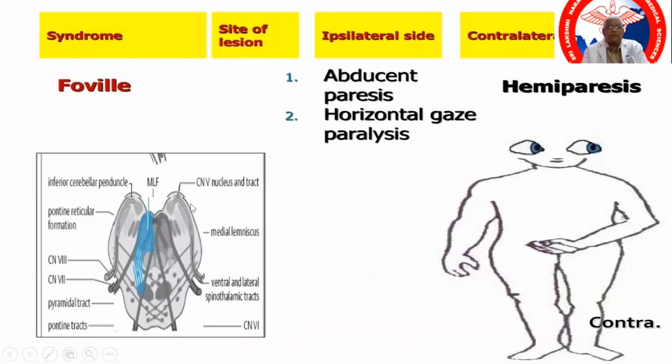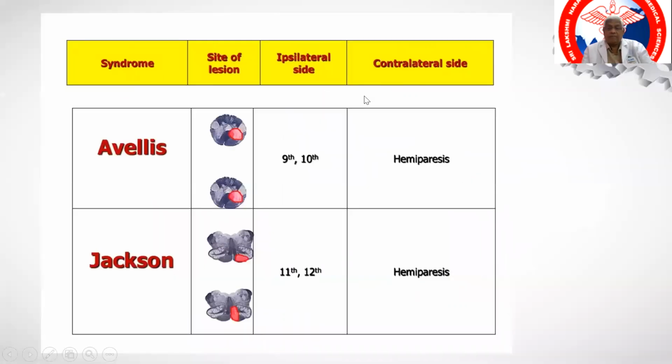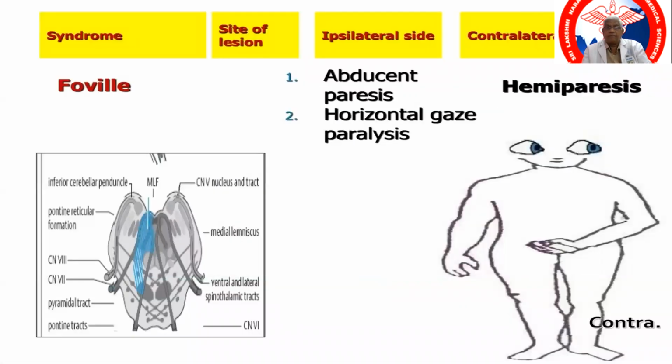Yes, Foville syndrome. Site of lesion: abduction paralysis, horizontal gaze paralysis. That is ipsilateral side 6th nerve and horizontal gaze paralysis, with hemiplegia on the contralateral side. Horizontal gaze paralysis, abduction paralysis, contralateral hemiplegia.